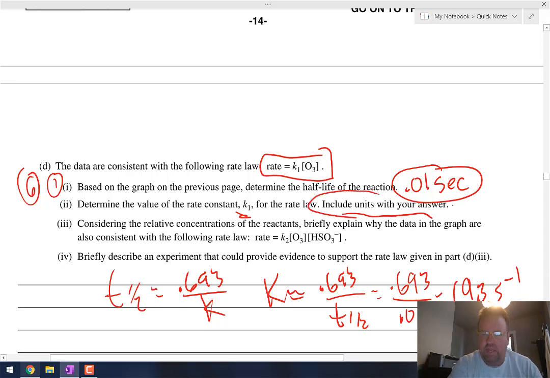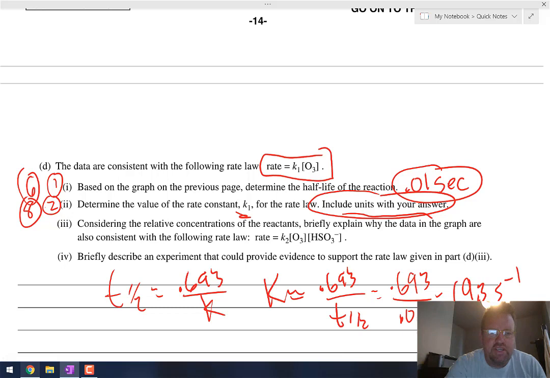And again, when they say include units with your answer, it means we're going to give you points for your units. So you got 1 point for having the correct answer, and then 1 point actually for having just the correct units as well. So 2 points there. So we're up to 8 points.